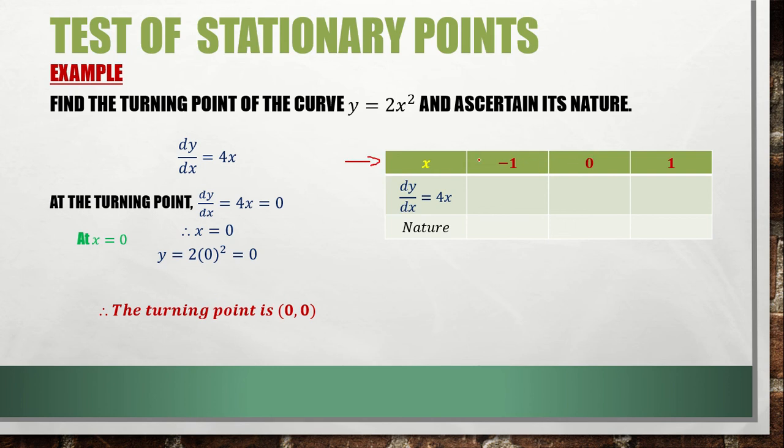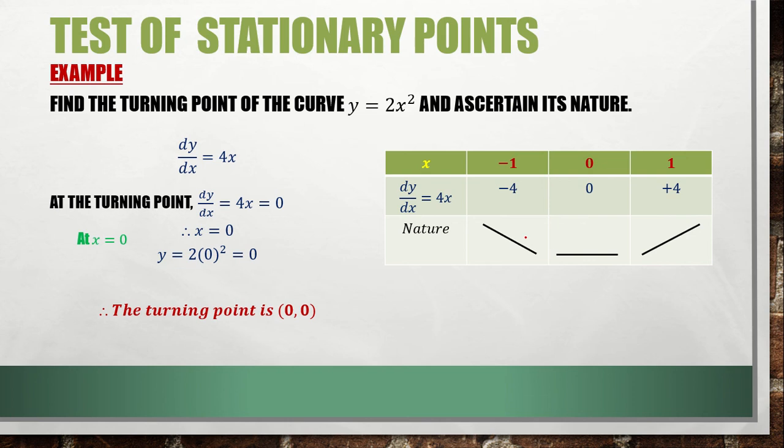Then adjacent to it on the left hand side is -1, and adjacent to it on the right hand side is 1. Substituting that into my gradient function, I'll find that in the first case my gradient will be -4. The second case, my gradient will be 0. And then at 1, my gradient will be +4. If I draw the nature of each one of them, this will be the negative gradient, this is 0, and this is positive.